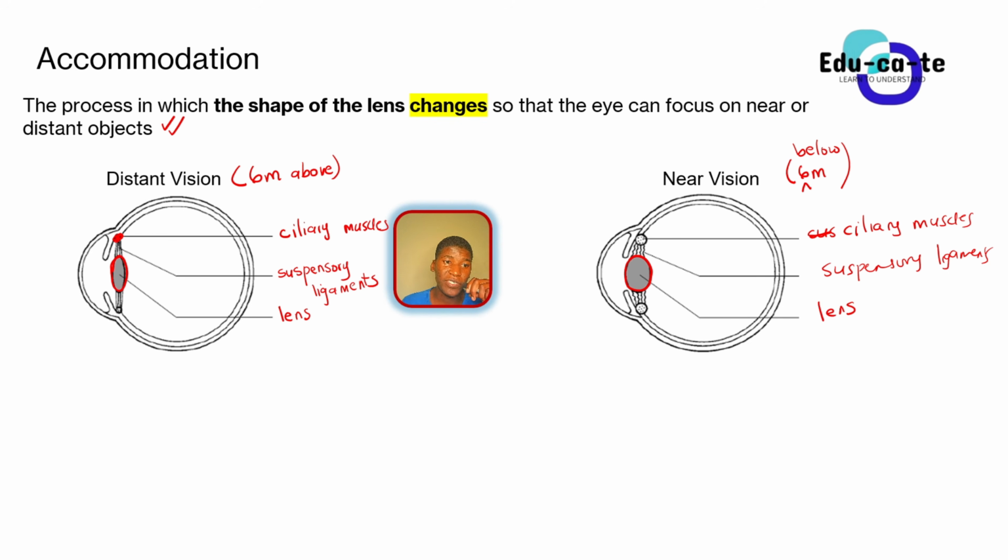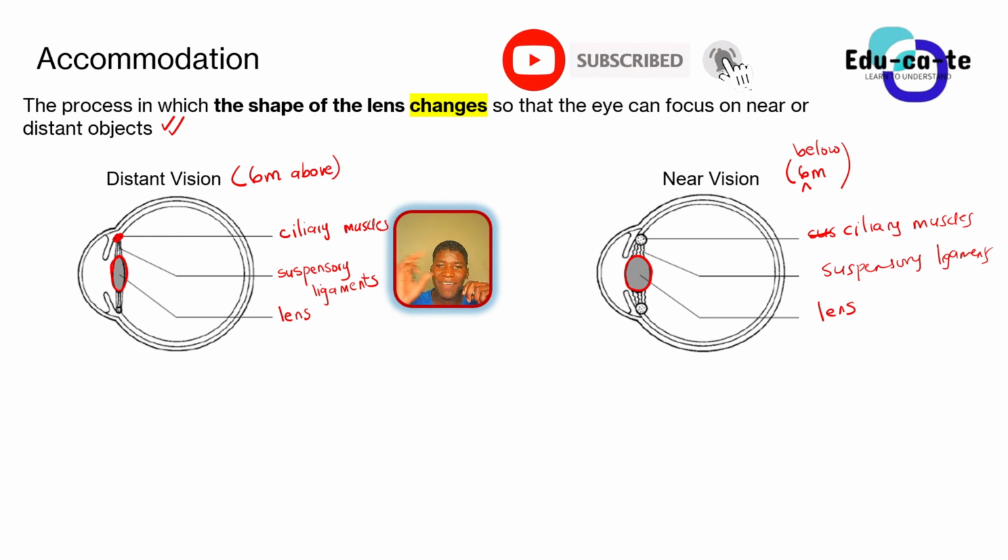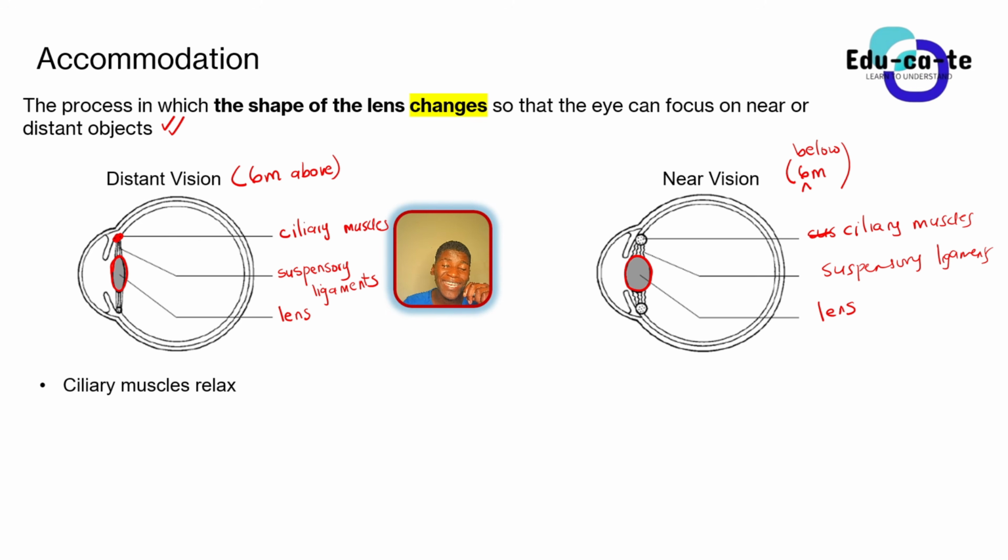Now, let us start with the process of accommodation. For distant vision, how does the lens actually end up becoming so small compared to the near vision? The first thing that happens is that the ciliary muscles relax. We are talking about the muscles that are here at this point. They relax, so they just loosen up. That's the first point for distant vision.